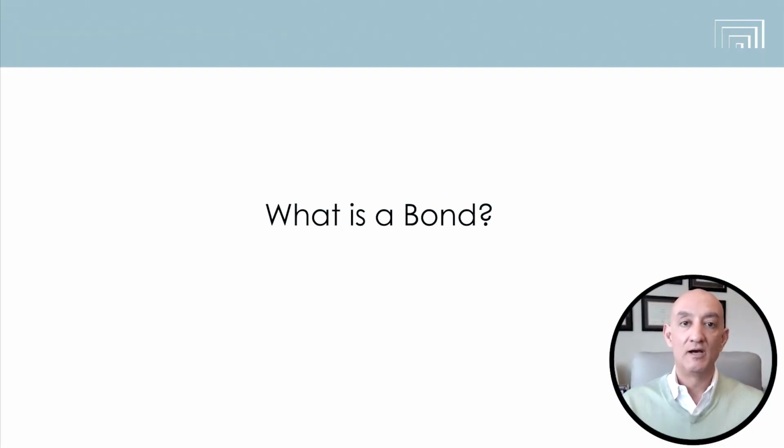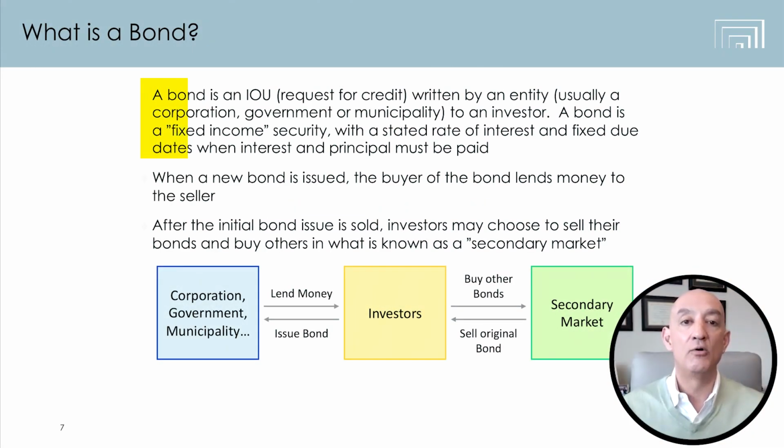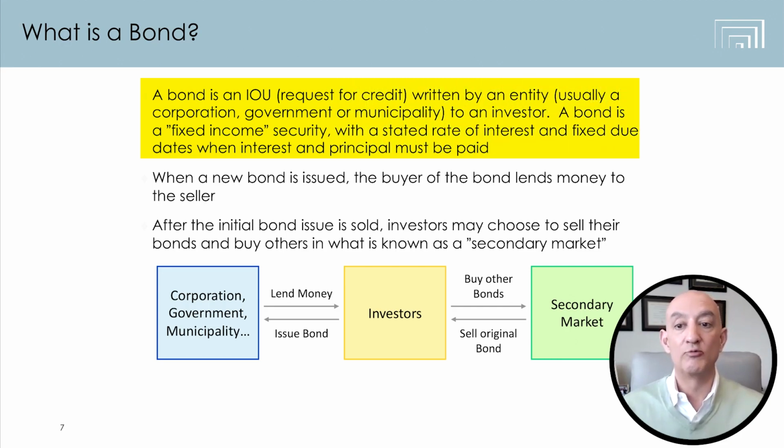So let me start with just the basics of what is a bond. A bond is an IOU, a request for credit, written by an entity. And that could be a corporation, a government, a municipality, to an investor. A bond is a fixed income security, and it has a stated rate of interest and fixed due dates when interest and principal must be paid.